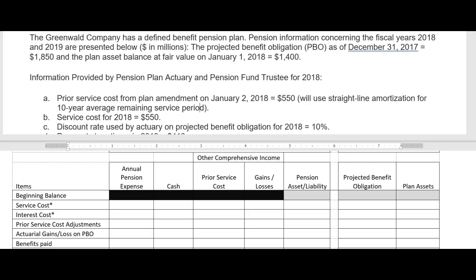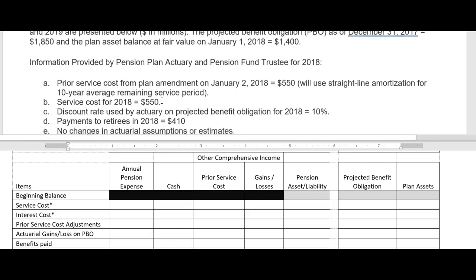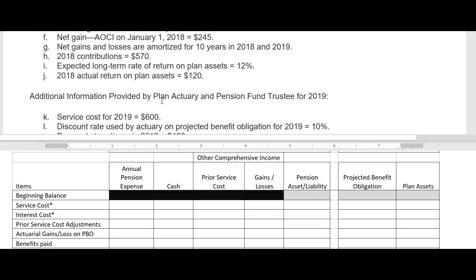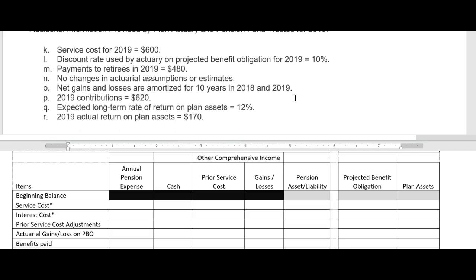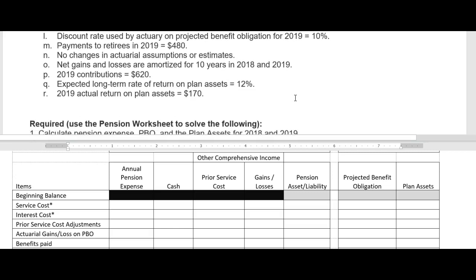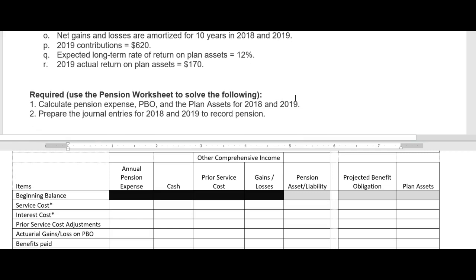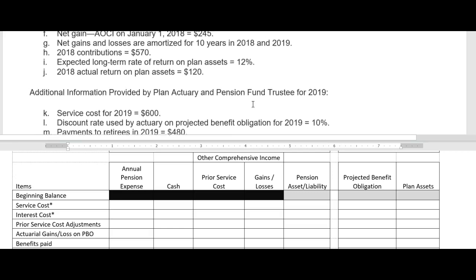Information provided by the pension plan actuary and pension fund trustee for 2018 are as follows. So it goes through each of the components there for 2018. Then additional information for 2019. So you can read through all those. We'll use each of the pieces as we need them. Then let's look. Required: use the pension worksheet to solve the following. 1. Calculate pension expense, PBO, and plan assets for 2018 and 19. And then prepare the journal entries for 2018 and 19 to record the pension. Now, again, in this video, video 2, we're only going to look at 2018 just to keep it easy, and then we'll look at 19 when we start up in video 3.